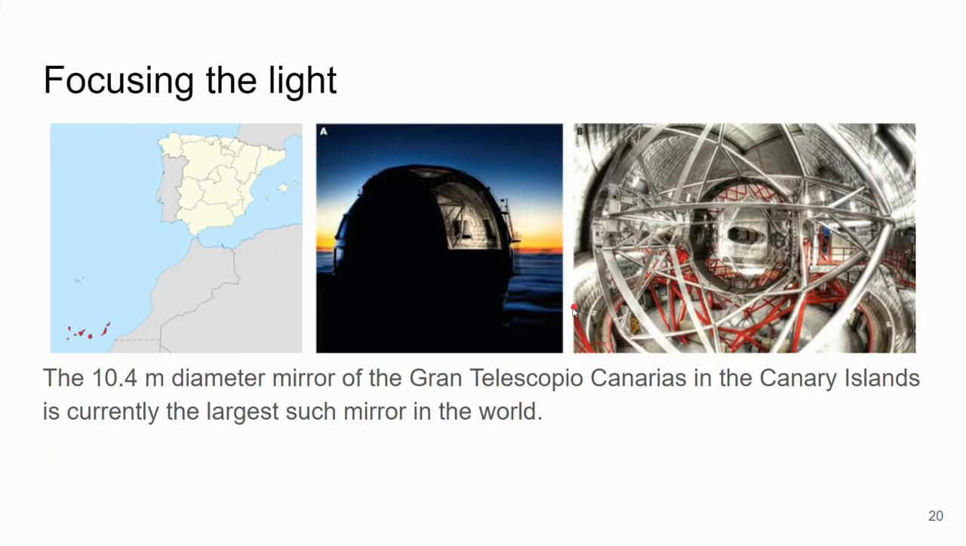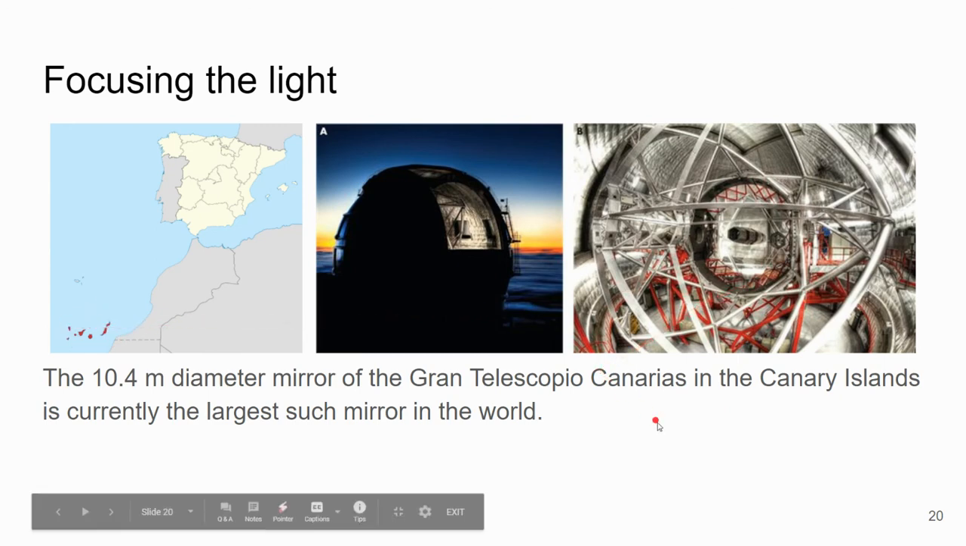Now, the largest such mirror currently in use is the 10.4 meter diameter mirror at the Gran Telescopio Canarias, the Gran TCAN, in the Canary Islands. So it's mostly run by Spain. It's actually off the west coast of Africa, the Canary Islands here. So this is the largest such one in the world.